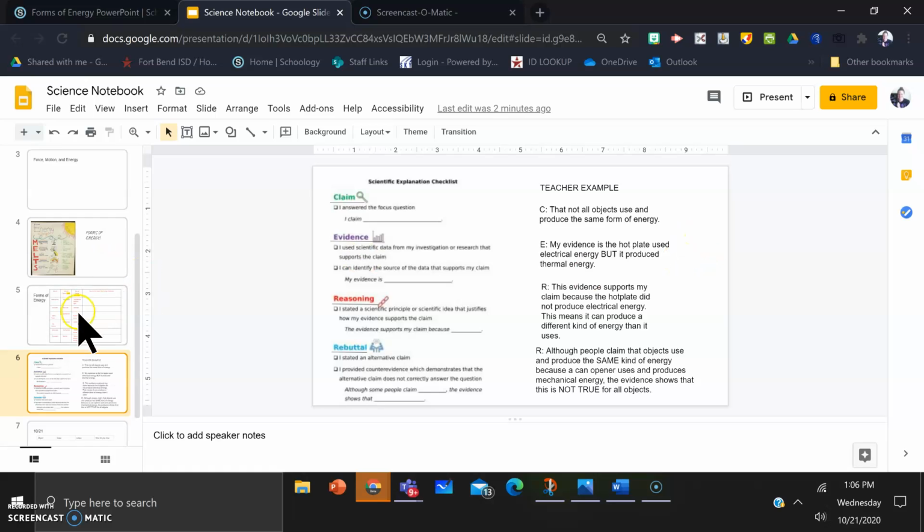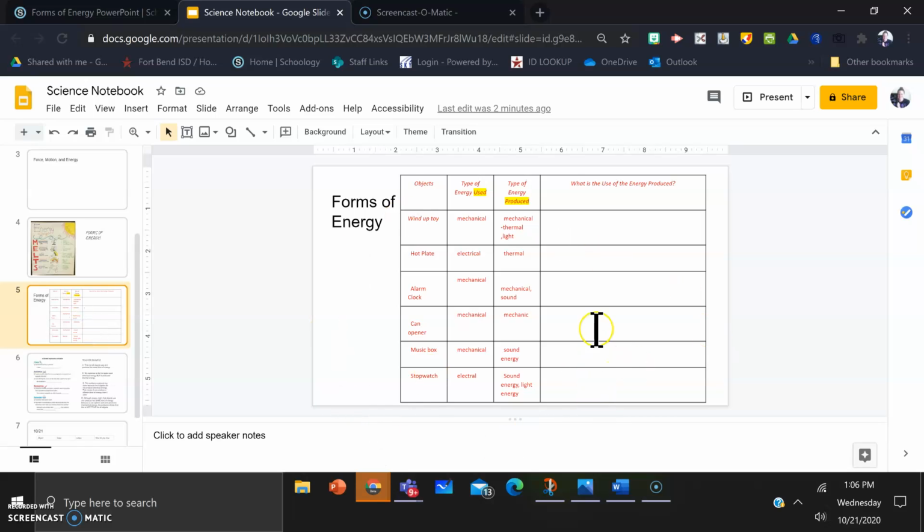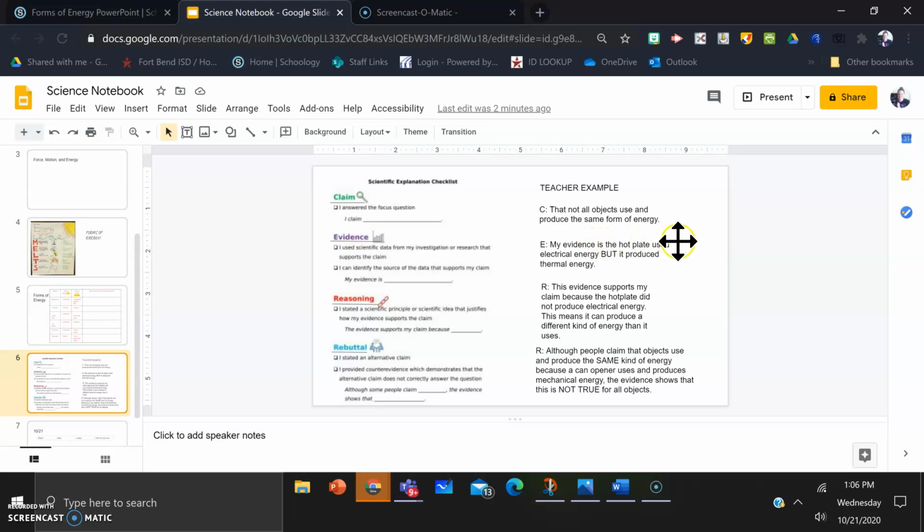What evidence do I have from my chart that proves that they do not use the same form of energy? Well, this is electrical and this is thermal. Are those different types of energy? Yes, they are. So I can use the hot plate as my evidence. My evidence is the hot plate used electrical energy, but it produced thermal energy. Now for my reasoning, I need to show how this evidence proves my claim. This evidence supports my claim because the hot plate did not produce electrical energy. This means that it can produce a different kind of energy than it uses.